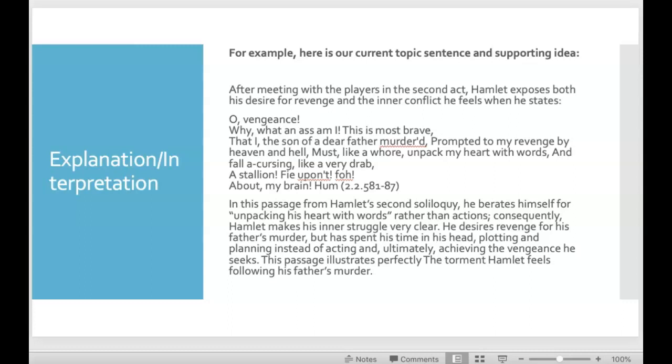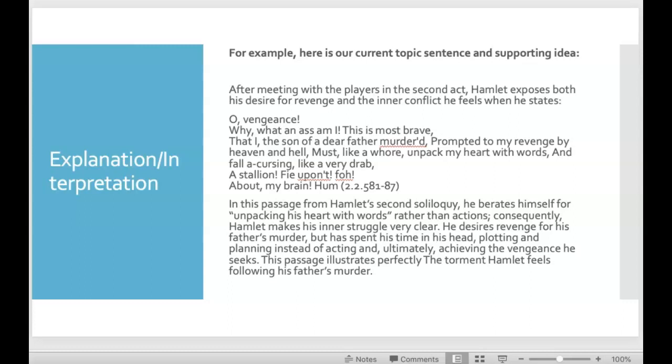And then after we have our topic sentence and our evidence, we're going to get our interpretation. It says, in this passage from Hamlet's second soliloquy, he berates himself for unpacking his heart with words rather than actions. Consequently, Hamlet makes his inner struggle very clear. He desires revenge for his father's murder, but has spent his time in his head plotting and planning instead of acting, and ultimately achieving the vengeance he seeks. This passage illustrates perfectly the torment Hamlet feels following his father's murder.